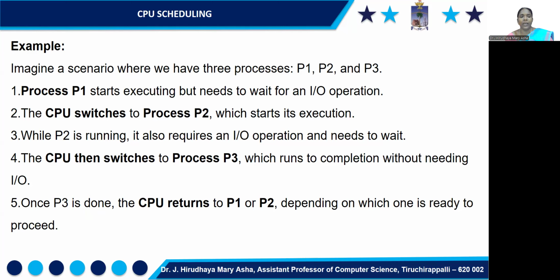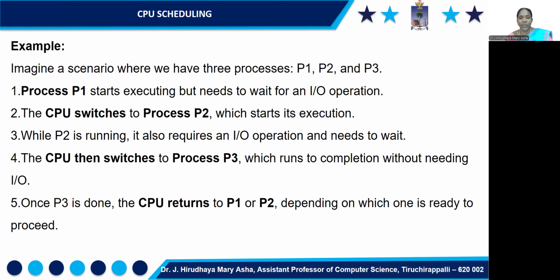In this example, process 1 starts executing and gets into a waiting state for requesting an IO. That means input output. In the second one, process 2 gets the attention of the CPU and starts its execution. While process P2 is running, it also requires an IO operation and needs to wait. Here you have to keep in mind that process P1 is also in a waiting state for requesting a resource or IO operation, and process P2 is also in a waiting state for requesting an IO operation.